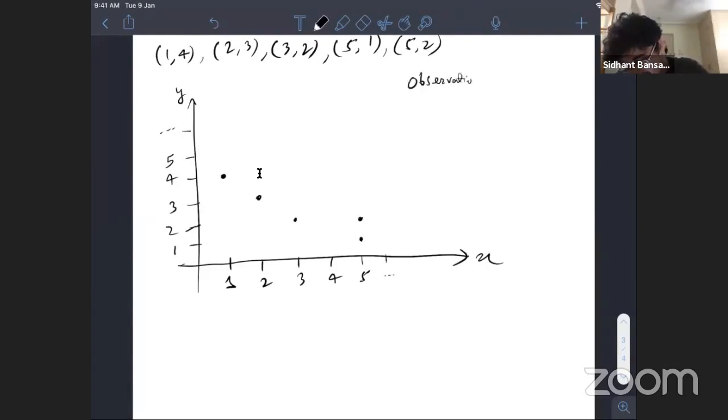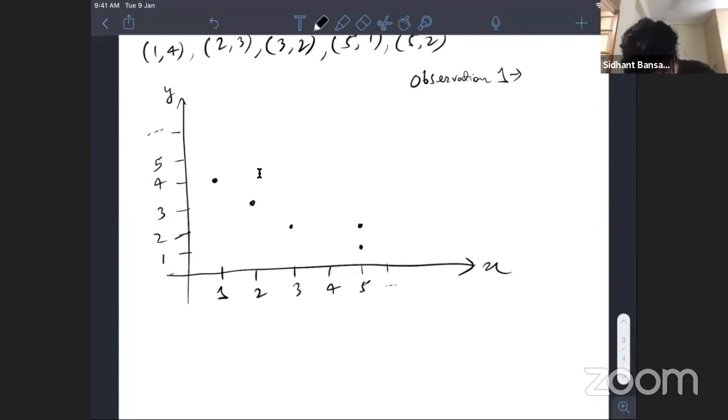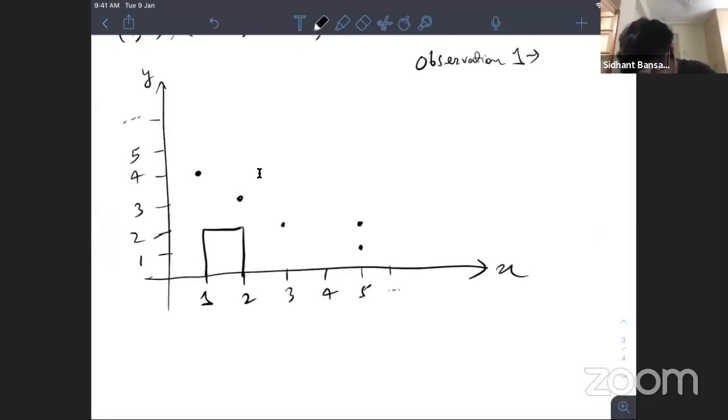Okay. So observation 1 would be that if a rectangle doesn't touch any of the points, then it's a useless rectangle. Let me restate this clearly. If a rectangle doesn't touch any of the points, then it's a useless rectangle. What I mean is, let's say we make this rectangle. It's pretty useless because we can expand it. If it's not touching the points on any side, then we can expand it, right?